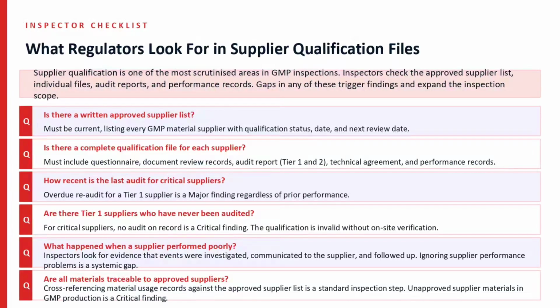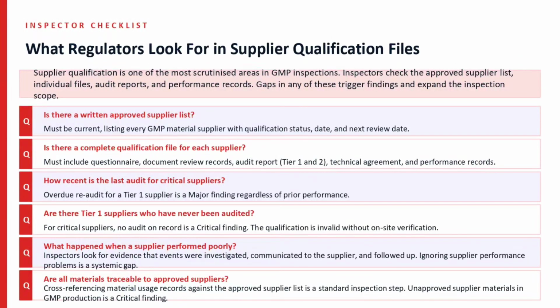Let me tell you exactly what inspectors look for in your supplier qualification files, because this is where many quality teams are caught underprepared. The first question is whether you have a written, current approved supplier list. This must exist as a controlled document listing every GMP materials supplier with their qualification status, the date they were qualified, and the date of the next scheduled review. The second question is whether there is a complete qualification file for each approved supplier. Inspectors look for questionnaire responses, document review records, an audit report where required, the technical agreement, and ongoing performance records. All in one accessible file.